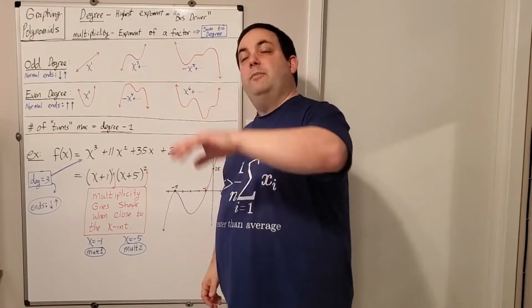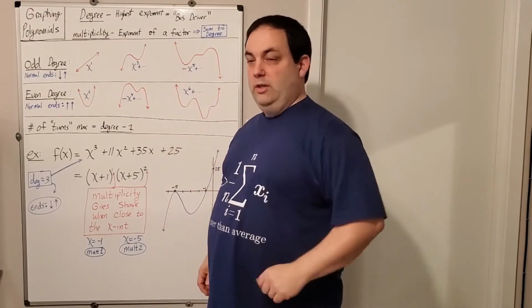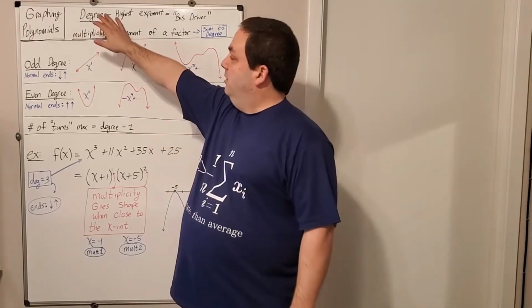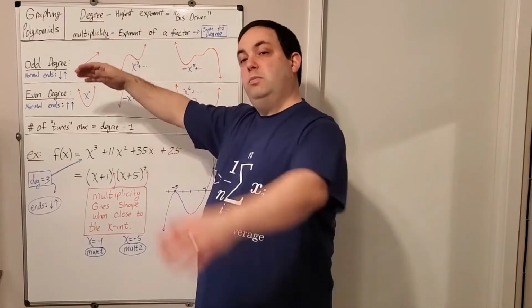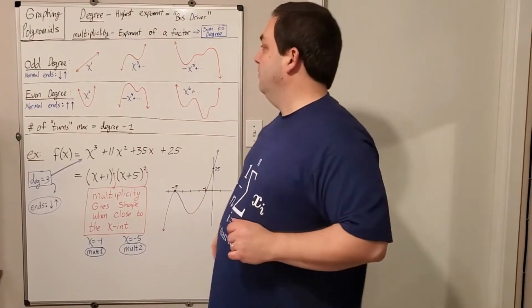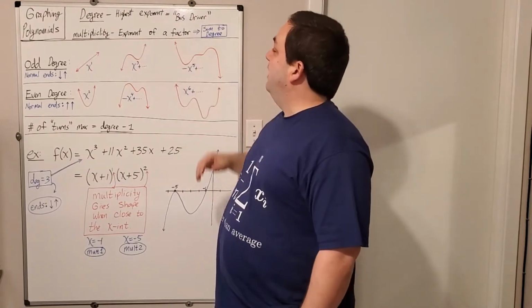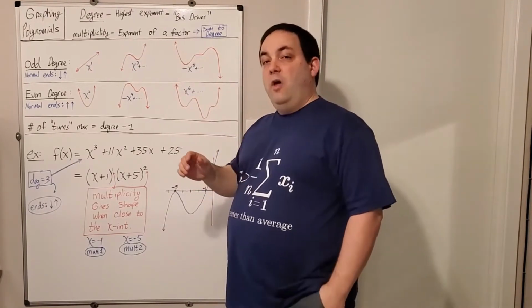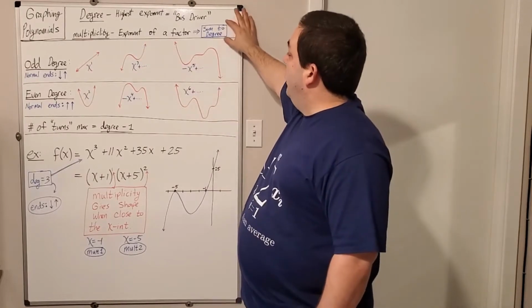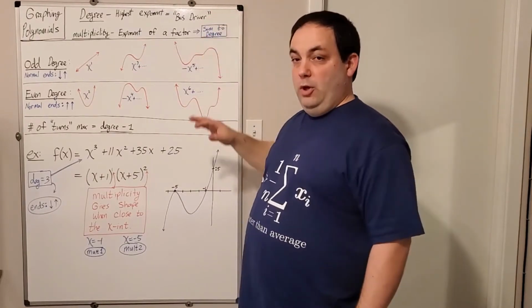Multiplicity is going to come from the factored form. Okay, so make sure you don't get those two mixed up. Degree, original form, multiplicity, factored form. Now each factor is going to have a multiplicity in the factored form, and the sum of the multiplicities should always come out to be the degree itself of that polynomial.